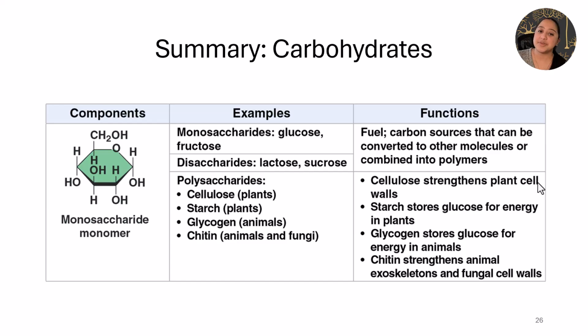Okay, so this is a big picture summary of carbohydrates. So the components, they're made of monosaccharide monomers. There are different kinds of carbohydrates like monosaccharides, disaccharides, and polysaccharides, and these are the examples of each one. And then the different functions of those different kinds.